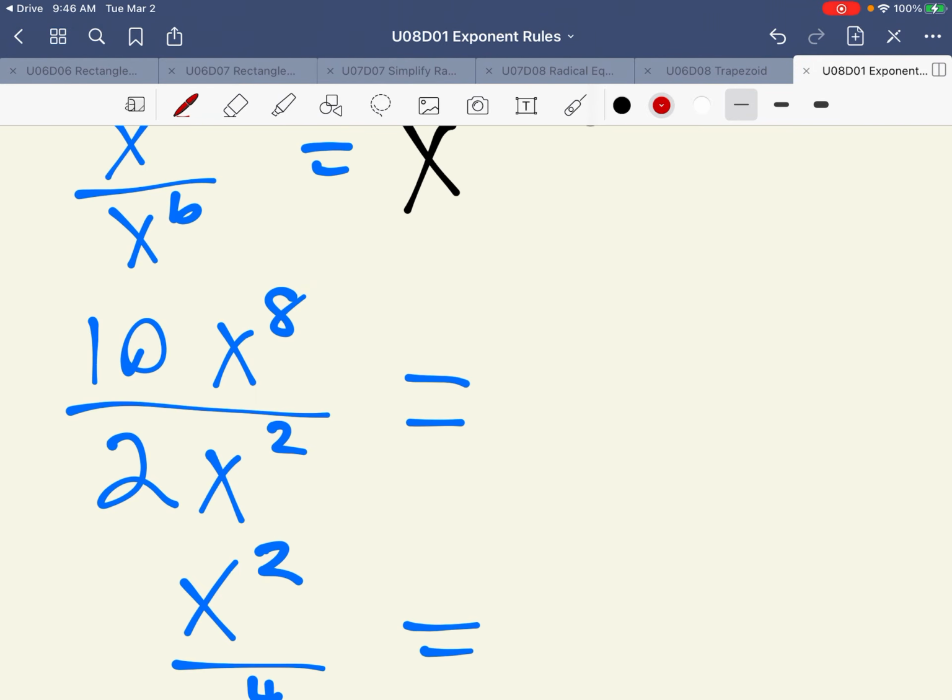Let's take a look at an example with coefficients. So if we had 10x to the 8th divided by 2x to the 2nd, 10 divided by 2 is 5, and then by dividing the x to the 8th and the x to the 2nd, we will subtract and we'll get x to the 6th.